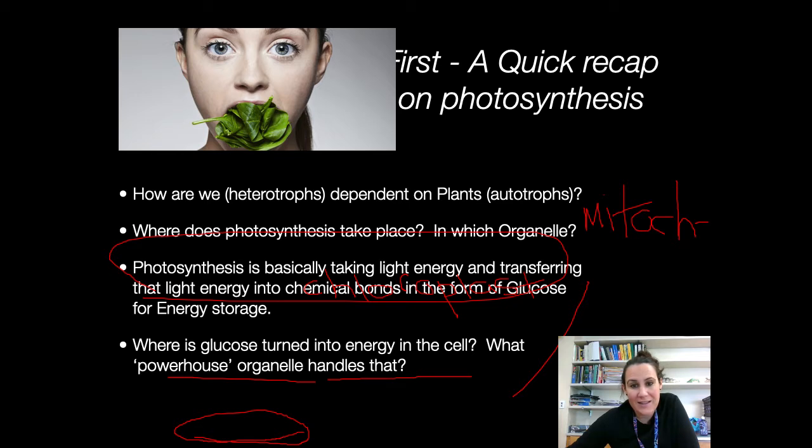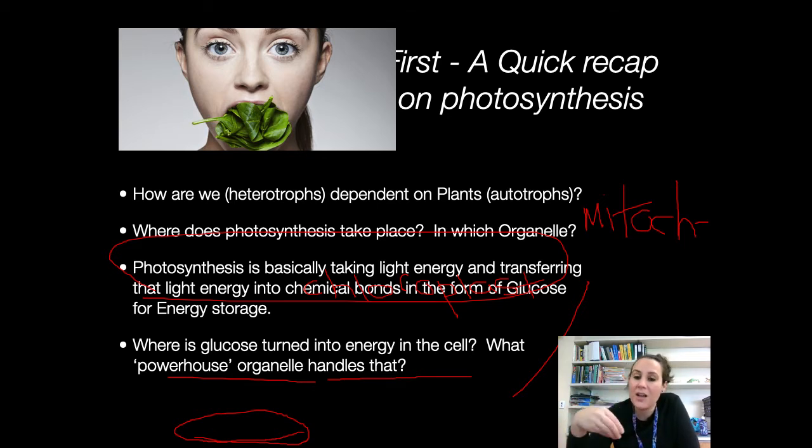Chloroplasts, right? So it takes place in the chloroplast, and we just did a whole week of talking about photosynthesis and movement through the chloroplast. Photosynthesis, remember, is basically taking the light energy and transferring it into chemical bonds in the form of glucose for energy storage. It stores energy in these chemical bonds, and then you go and eat a whole bunch of apples, and it goes into your body, and then what?